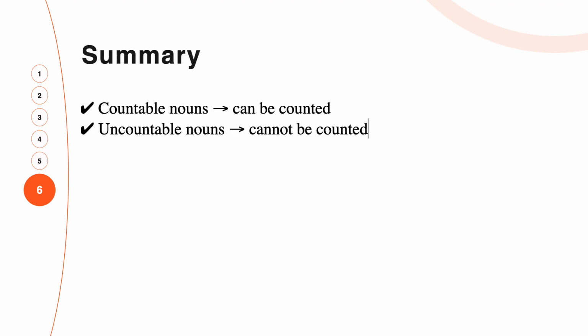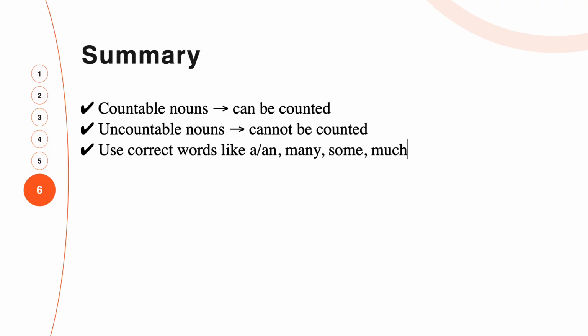Summary of countable and uncountable nouns. Countable nouns can be counted. Uncountable nouns cannot be counted. It is simple. Uncountable nouns cannot be counted and countable nouns can be counted. Use correct words like an, a, many, some, much. Next is learn examples to avoid mistakes. So I gave you some examples over there. You should learn more of these examples, which will help you avoid mistakes.